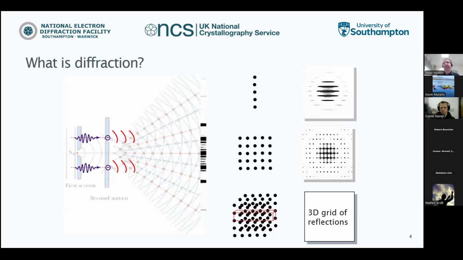And diffraction is actually a weak effect. So at least for X-rays going through, 99% of the beam will pass straight through a crystal without affecting it at all, without interfering. And so we collect only a small amount of the diffracted beam, only a small percentage of what's going on.